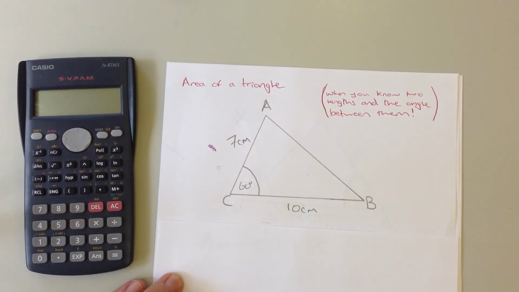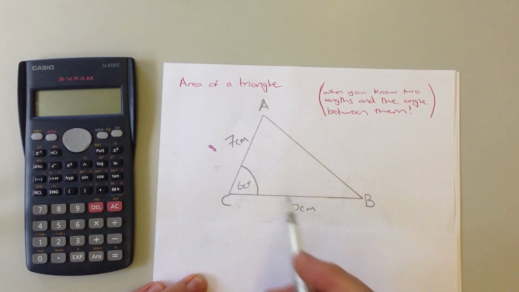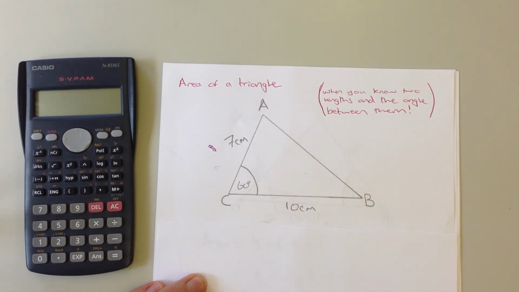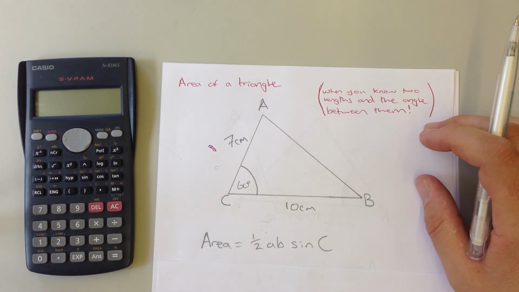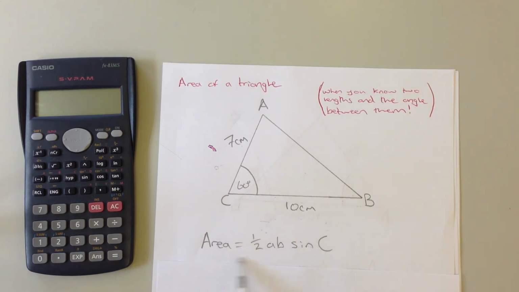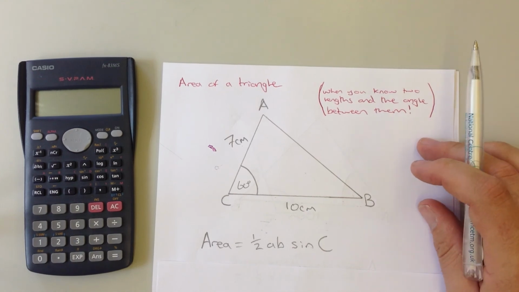Right, here's a triangle. We've got two sides and the angle between, so we can work out the area. The first thing you need to do, and you can actually get marks for doing this, so it's worthwhile, is just copy the rule out from the start of your exam booklet. Area equals a half ab sine C. The next step then is just to substitute in what you know.